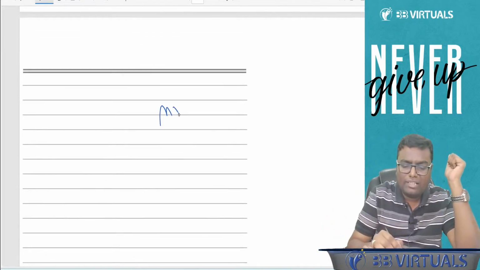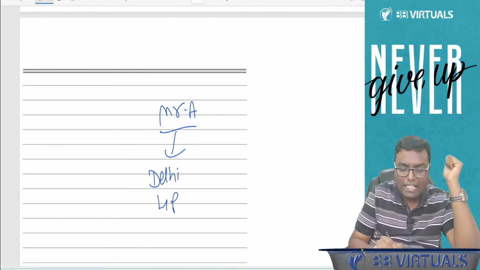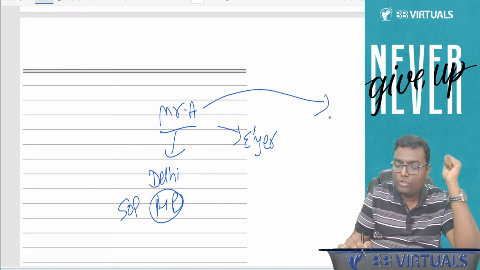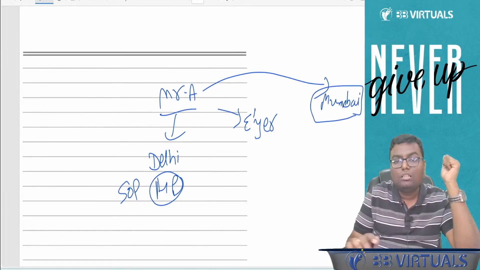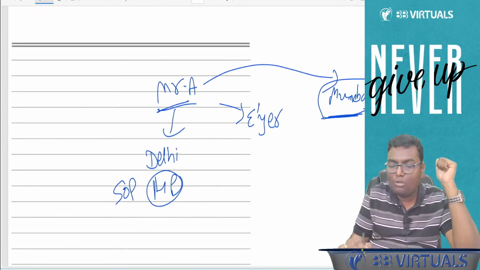There is a person, Mr. A. Let's say he's staying in Delhi. He has a house property in Delhi, which is SOP. His employer called him and said, from tomorrow you have to shift yourself to Mumbai. Transfer. But Mr. A said, I don't have any property in Mumbai. So the employer said, no issue. You stay in a rented house.